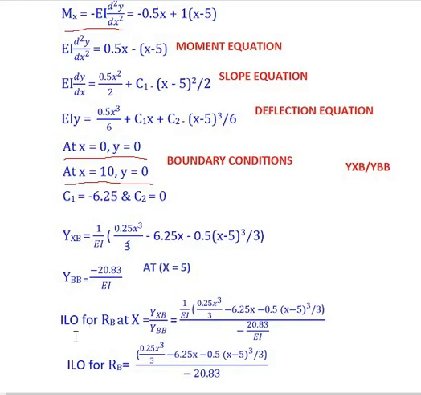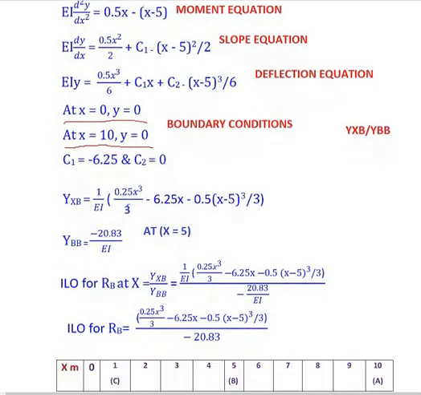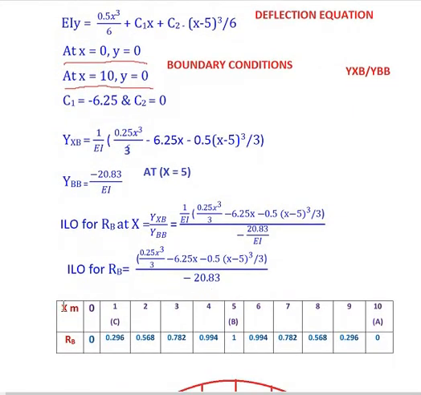Next we can easily find out the influence line ordinate for RB by dividing the two displacement equations, yxb divided by ybb. The EI and EI will get cancelled. After cancelling the flexural rigidity EI, finally we will get the equation which is the influence line ordinate for the reaction at B.